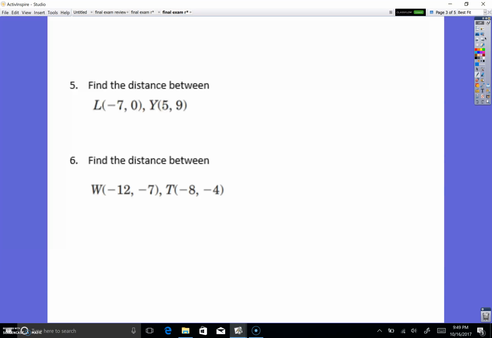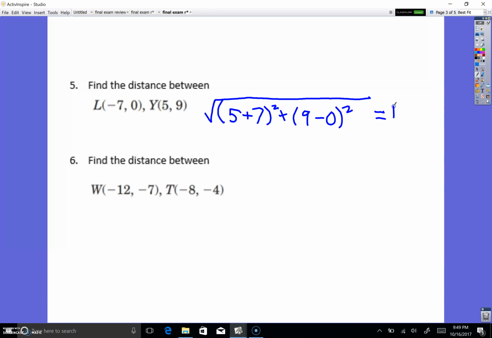Okay, find the distance again. And I'm not going to write the whole equation out, but we do the x. Okay, so 5 minus a -7, so 5 plus 7 squared plus 9 minus 0 squared. Okay, you put that in your calculator like you're supposed to, because you don't want to make mistakes. You should get 15.